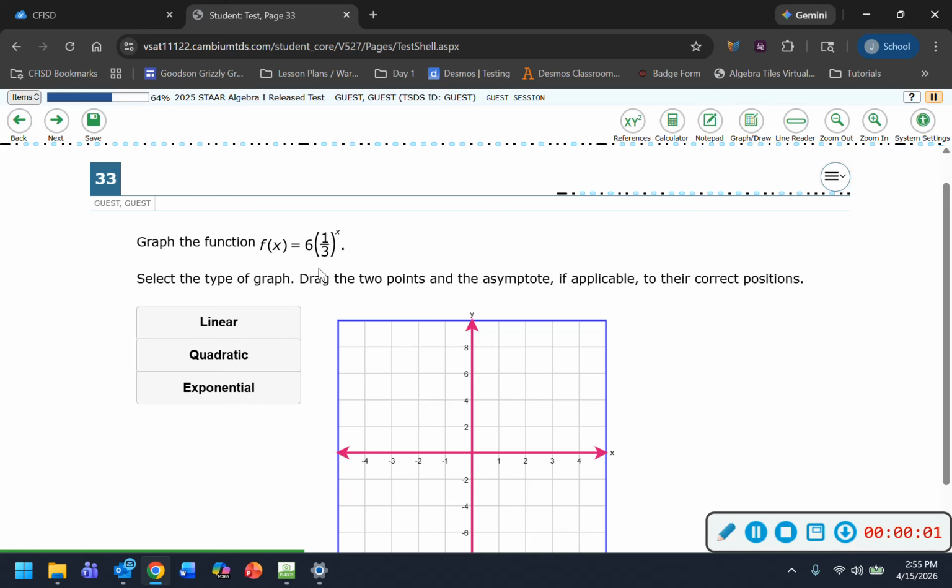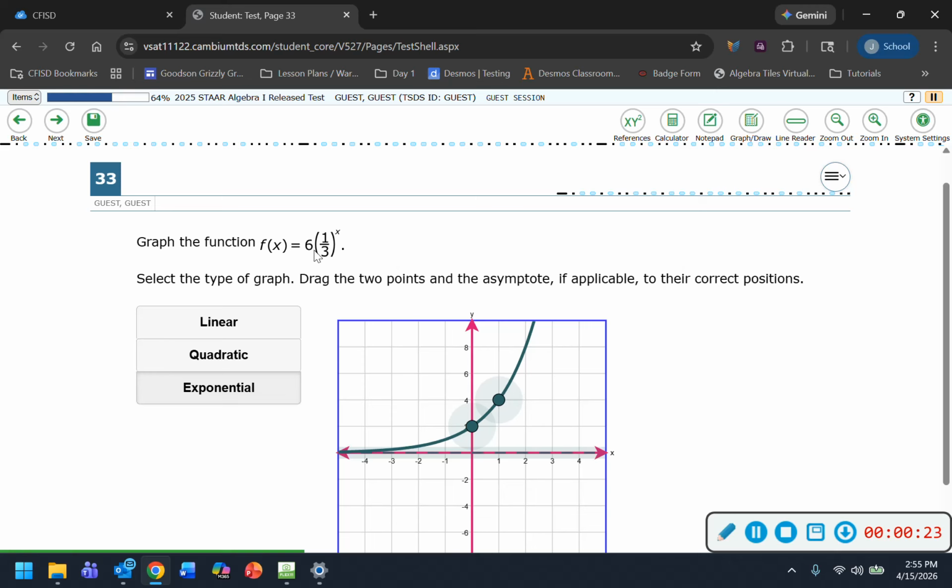So this one, you have to first decide what type of function it is, and then put 2 points on it. If you're familiar with all the types of functions, you can go straight ahead and pick the right one. I know this is an exponential function, so I'm going to pick that. And then I'm going to break apart this exponential function into its two pieces.